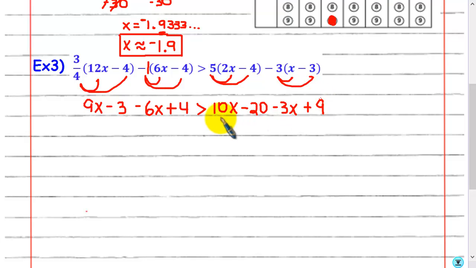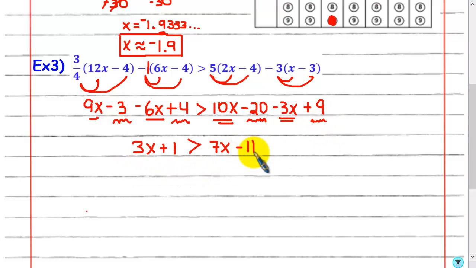Very good. Now we're going to combine like terms. Okay, so we have 9x and negative 6x. So 9x minus 6x equals 3x. Then we're going to have negative 3 and positive 4. Signs are different, so we're going to subtract. So it'll be positive 1, greater than. And then we're going to have 10x minus 3x. That will be 7x. And then negative 20 and positive 9. Signs are different, so you subtract, will be negative 11.